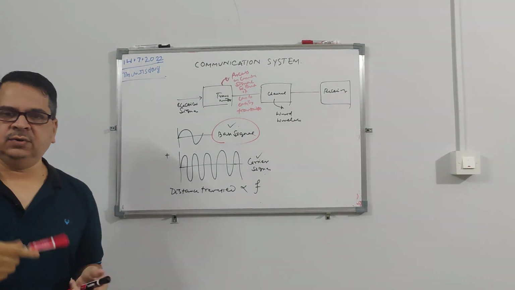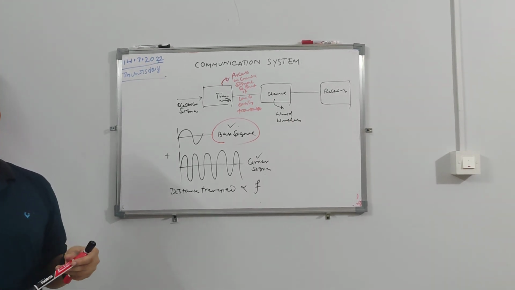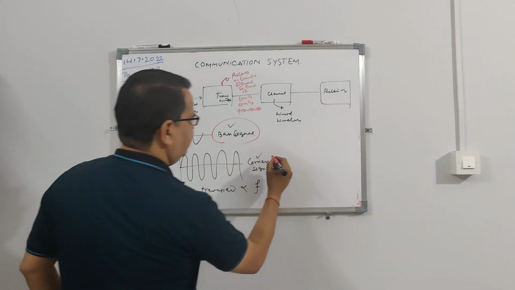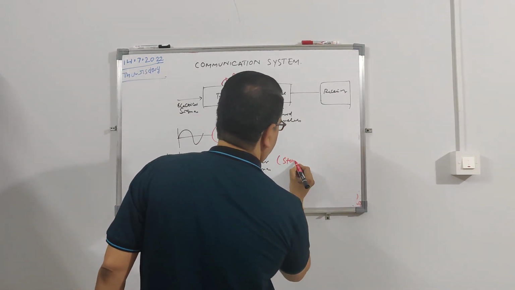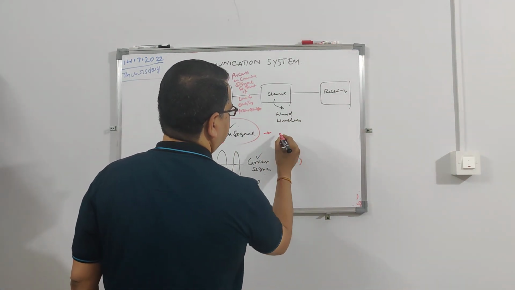So the analogy is like this. Suppose you have a paper and you have a stone. Imagine that my carrier wave is nothing but a stone, and imagine that my base signal is nothing but a paper.